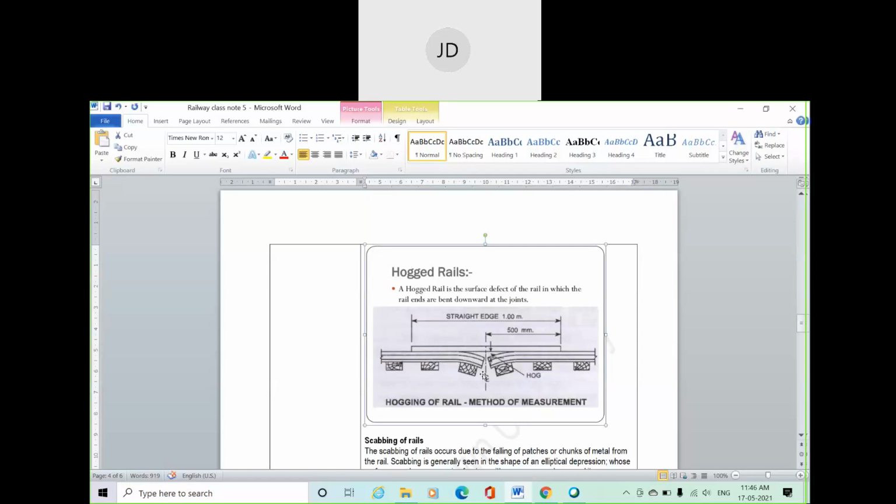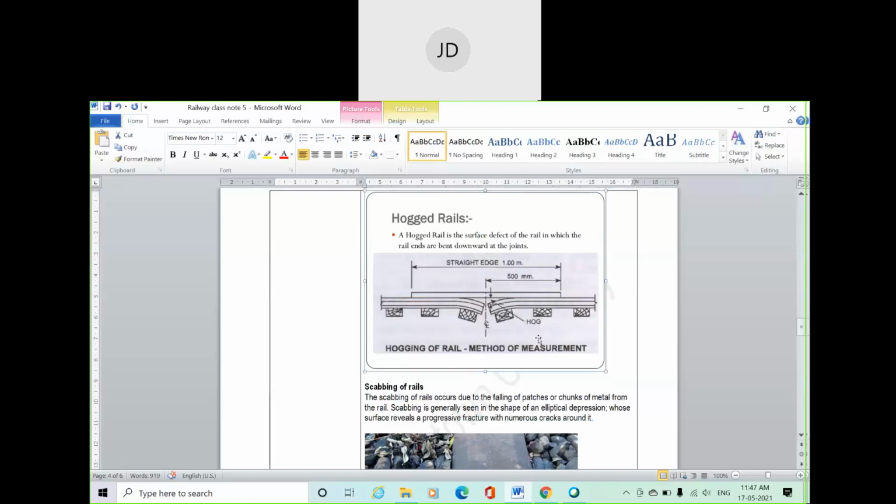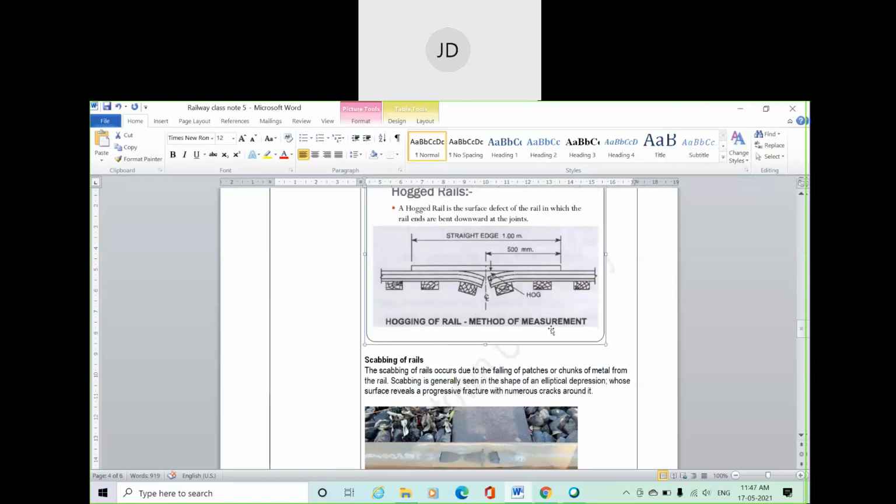How can you identify a hogged rail? By going into the field, you can see the hogged rail. From the center of the hog, you can remove overall 1 meter length of the rail, that means 500 millimeter from each side. So overall 1 meter of the rail from the center you can remove or replace in case of a hogged rail. That is the measurement you can follow.